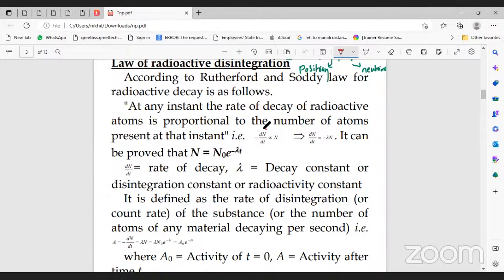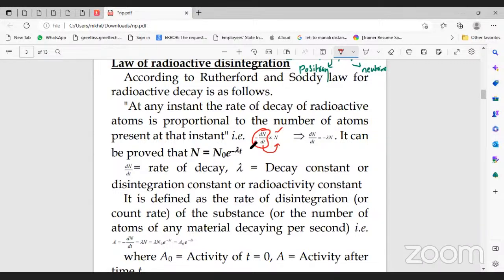Suppose you consider the rate of disintegration of an atom, dN by dt. What does dN by dt tell? Rate of disintegration of an atom. This rate of disintegration is directly proportional to the number of atoms remaining in the sample. I mean to say that if the sample has more atoms, you can disintegrate more. So dN by dt is directly proportional to the number of atoms.